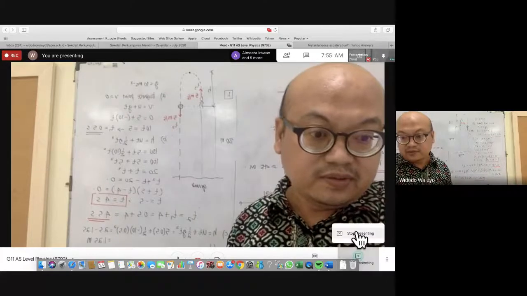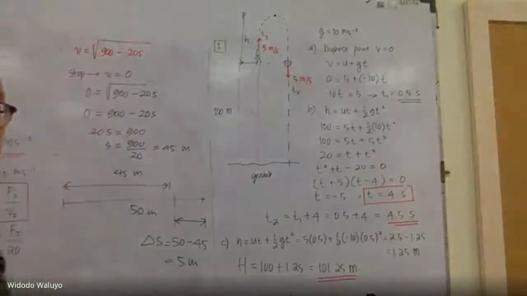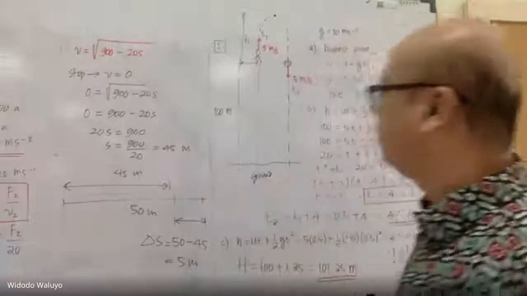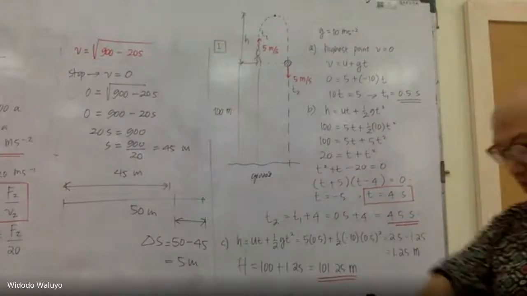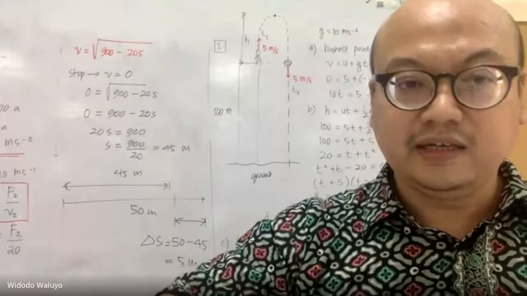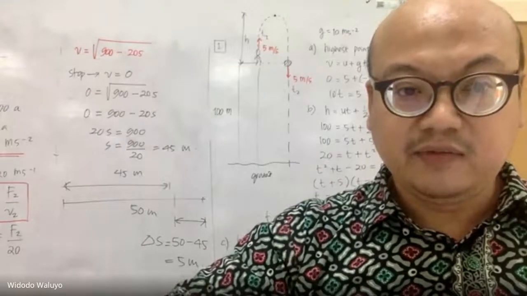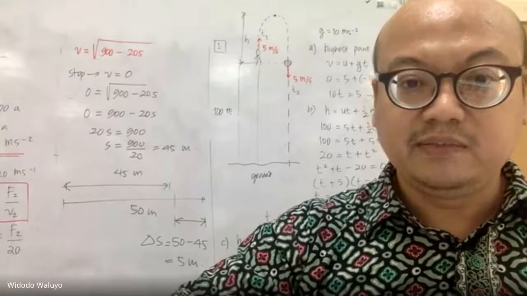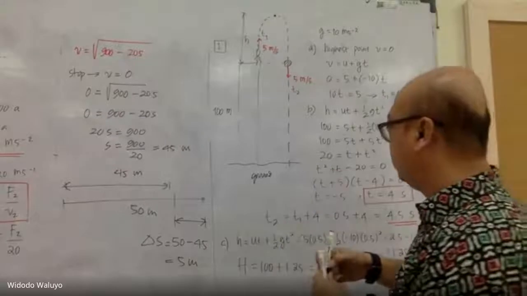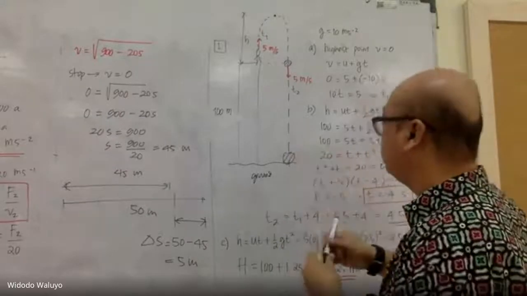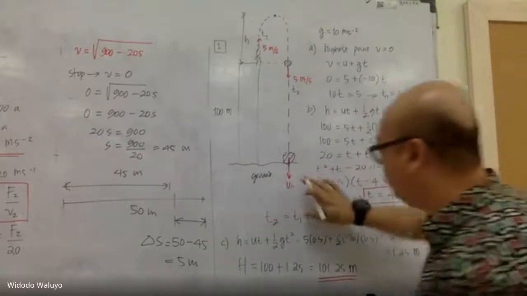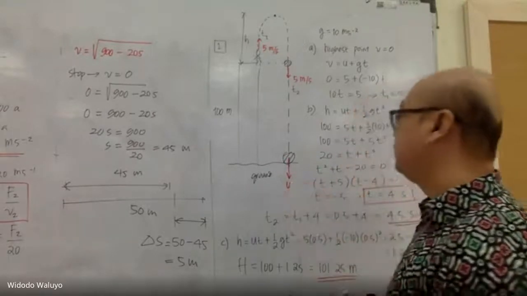Oke, sebenarnya itu. Oh tadi di screen nggak kelihatan. Nah ini kelihatan nggak? Oke, selesaikan satu option lagi yang ini ya. What is the final speed before the ball hits the ground? Ya, velocity di sini berapa kira-kira? V, final velocity when the ball hits the ground.